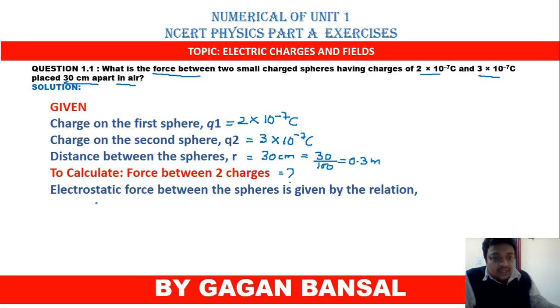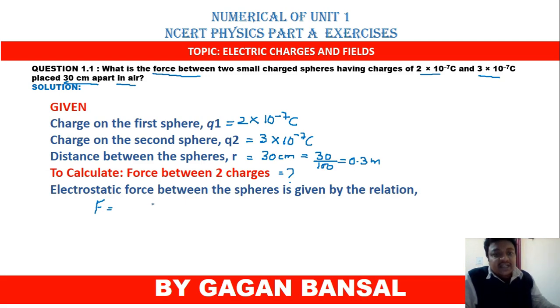You know the formula. Before starting to solve any numerical, my always suggestion to you people is, you should know all the formulas. So before starting solving the numerical, all you need to do is, on a piece of paper, write all the formulas related to the topics that you are going to solve. And while solving the numericals, first of all, you will write the given part, then the formula.